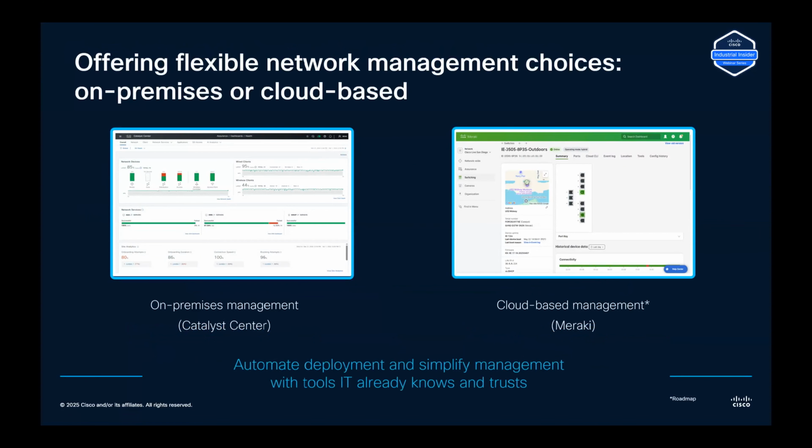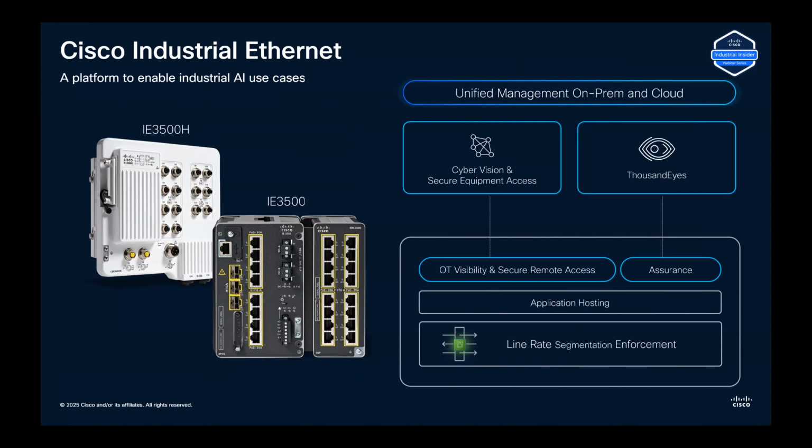And we're going a bit further. We are now introducing not only on-premises management with Catalyst Center. You will see that we're going to be starting to do cloud-based management with Meraki. Again, the idea is to make it as simple for our customers as possible. If you're familiar with Catalyst Center, if you're familiar with Meraki, this should be fairly easy. Ultimately, I want to talk about how switches are no longer just switches. They are really an industrial AI platform. From segmentation to visibility to observability to application hosting and ultimately unified management with on-prem or cloud.